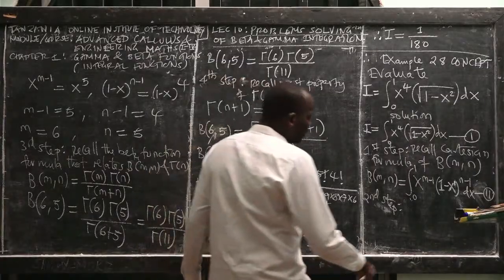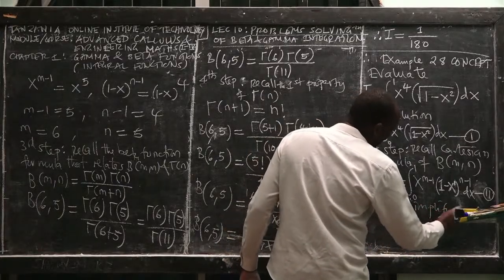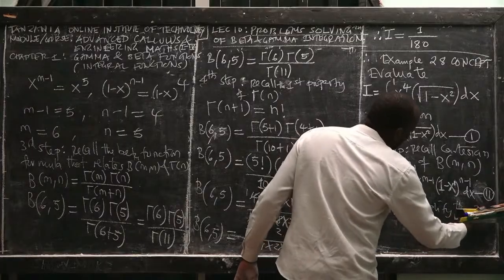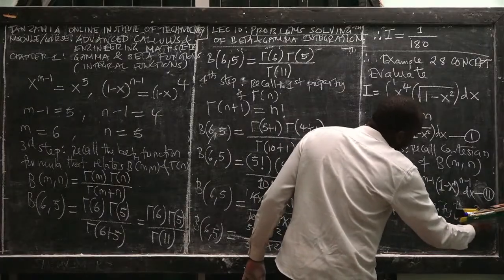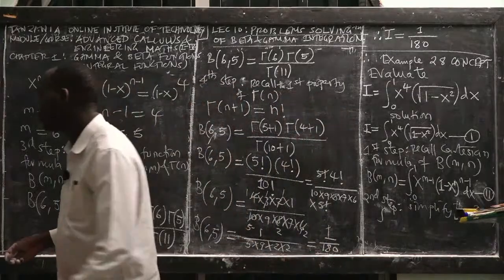So second step, we say: simplify the given integral. How do you simplify the given integral?